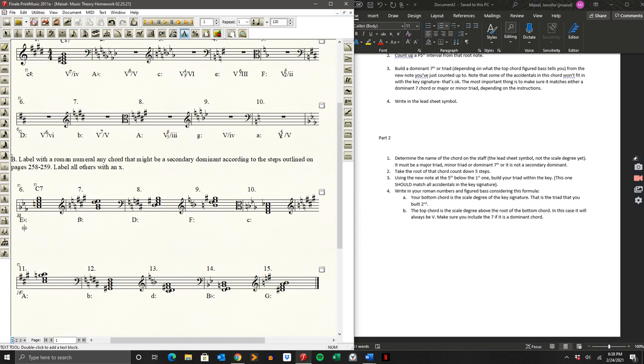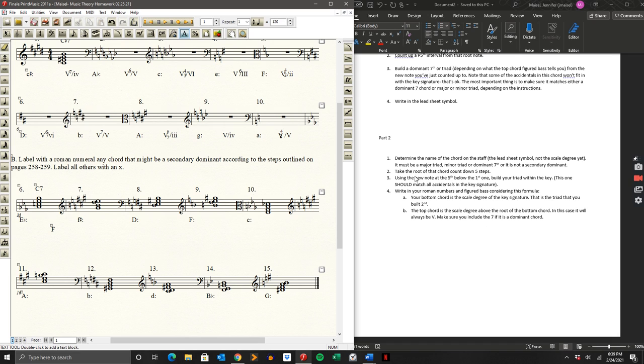Now in the key of E flat major, normally your C chord would be a minor, so that's our first clue that this is a secondary dominant and not just a regular chord. So now that we've determined the name of our chord, we want to take the root of that chord and count down 5 steps. So a C 5 steps down becomes an F. Now we're not going to put this on the staff because we're not spelling it out on the staff again, but if you want to, you can write that F somewhere just so that you remember what your bottom chord is going to be.